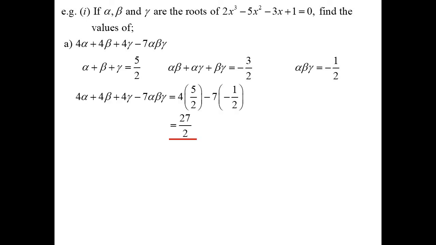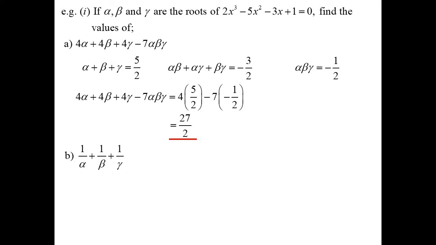Sum of the roots 1 at a time, 5 on 2. 2 at a time, minus 3 on 2. 3 at a time, minus a half. Now, in reality, I probably wouldn't find it 2 at a time, but I noticed this is part A, and I'm probably going to use it in other parts. So I'll find all 3 of the basics. So we end up with 27 on 2.